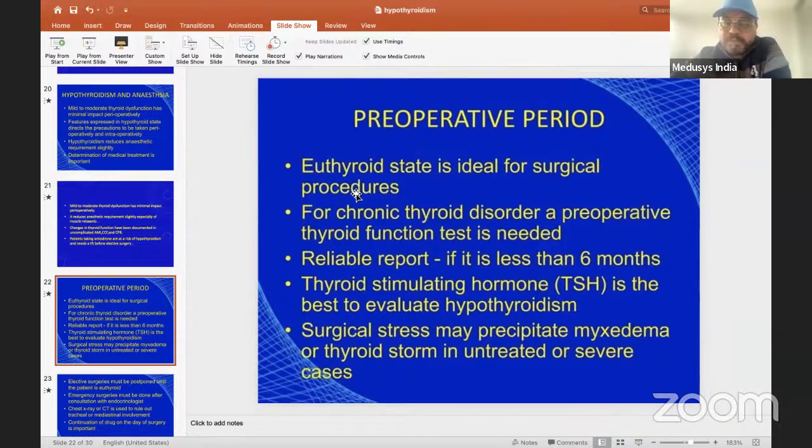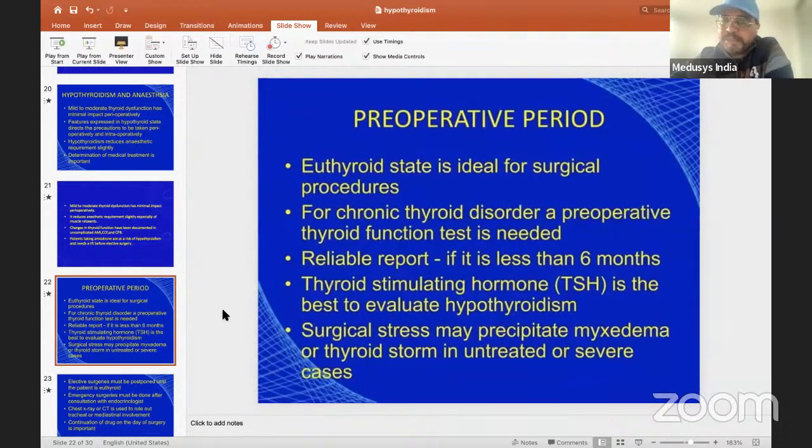For chronic thyroid disorder, a preoperative thyroid function test is needed, and a reliable report is one less than 6 months old. But it's not that less than 6 months is a mandatory period. If the patient has not been taking any medication in the last 6 months, then you should get a fresh report done. Suppose the patient has a fresh report showing normal TSH, but the patient stopped taking the thyroid medication, and when you examine the patient, the patient feels too cold while it's hot outside, the heart rate is low, and the patient is showing signs and symptoms of hypothyroidism. Always take care of the patient's clinical status rather than the report. Now, thyroid stimulating hormone, TSH, is the best test to evaluate hypothyroidism.